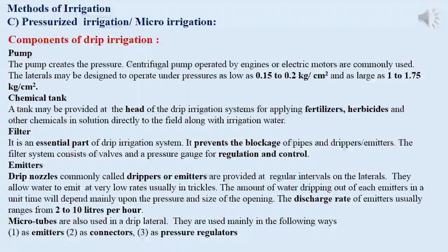Next is emitters. In that, drip nozzles are commonly called drippers or emitters, which are provided at regular intervals on the laterals. They allow water to emit at very low rates, usually in trickles. The discharge rate of emitters usually ranges from 2 to 10 liters per hour. Next, microtubes are also used in drip laterals. These are mainly used in the following ways: first one is emitters, second one is connectors and third one is pressure regulators.